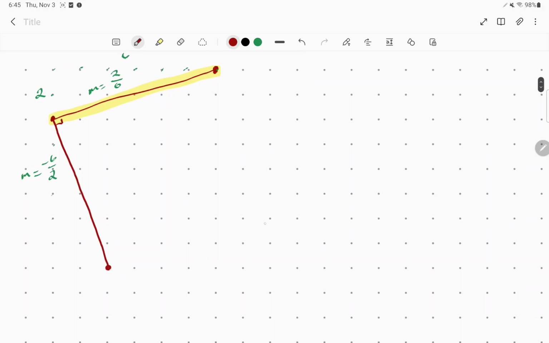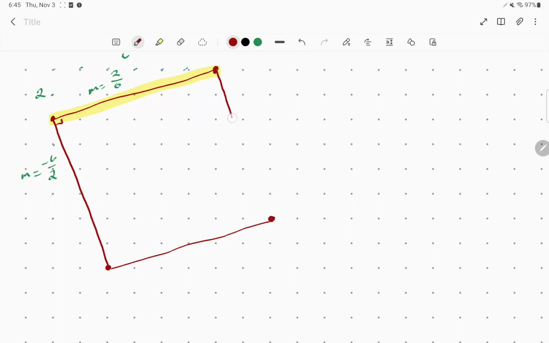Now to find another point that's up here somewhere, I know that my slope is going to be parallel to this one up here, the highlighted yellow one. So it's going to be 2 over 6. So I go up 1, 2, over 1, 2, 3, 4, 5, 6. Okay, and so this has a slope of 2 over 6. And then this one, I should go up 6 and left 2. So 1, 2, 3, 4, 5, 6, 1, 2. And I do.